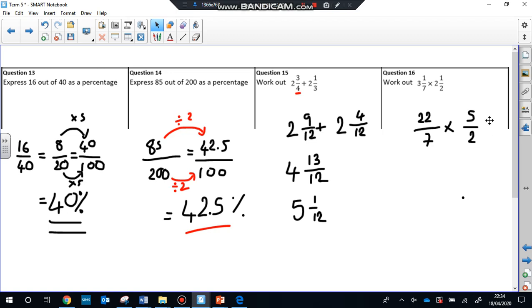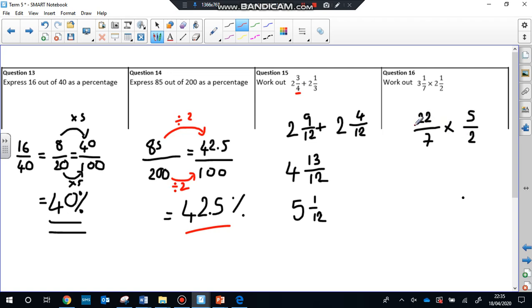Now when we're multiplying, we multiply the top, multiply the bottom, but you need to be a little bit careful that you don't make sums too difficult for yourself. And so the first thing we want to do is, can I do any cancelling? Now there's nothing that will cancel with 22 and 7, and there's nothing that will cancel with 5 and 2, but I can be looking across to look for things to cancel. And what I can see here is 22 and 2 have got a common factor of 2.